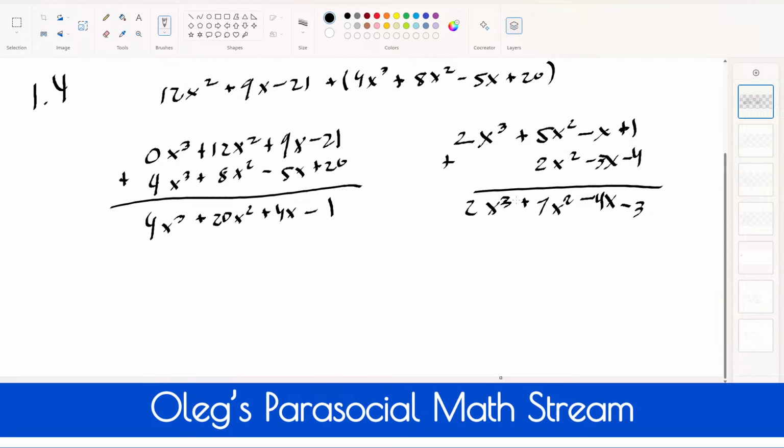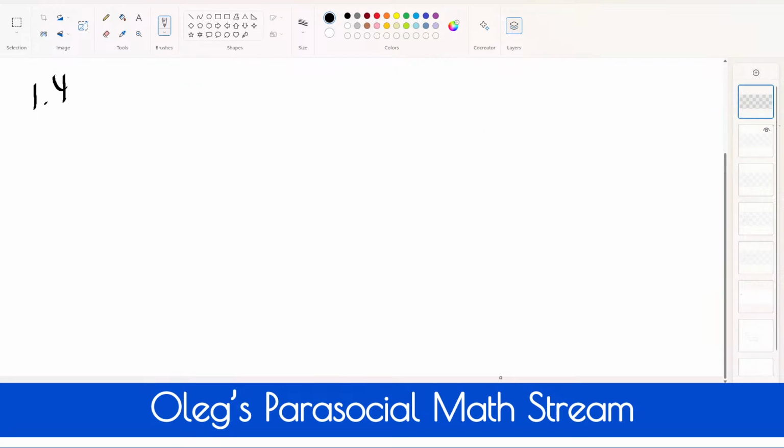Okay, and now we're going to do subtracting polynomials. By the way, in linear algebra, we don't have subtraction. We multiply by -1 and we add it. But in this case, we are going to do subtracting. We're going to say 7x to the fourth power.